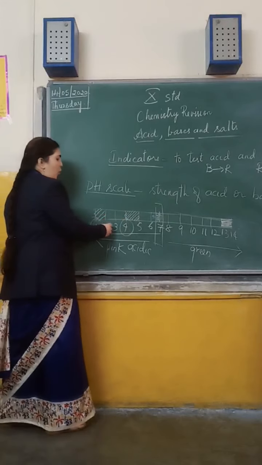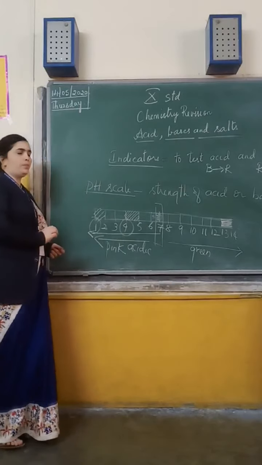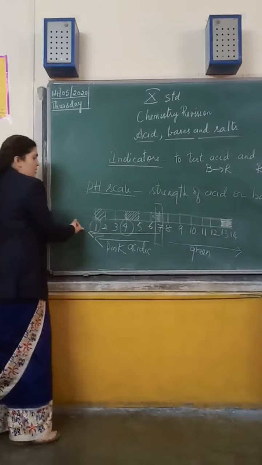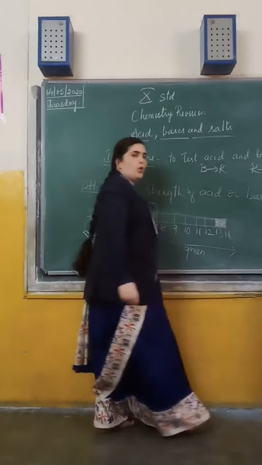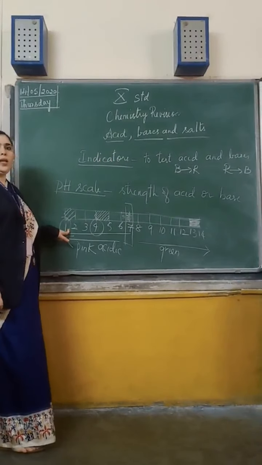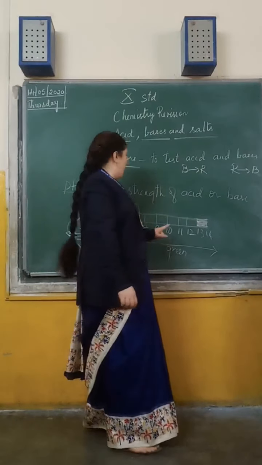here 1 or 2, here 3, here 4 or 5 or 6, till 6 that is acidic. After 7 it is basic. Here the hydrogen ion concentration is going on increasing. Here OH ion concentration is going on increasing. Acid means hydrogen ions will be more in acids. In base, hydroxide ions will be more in bases.